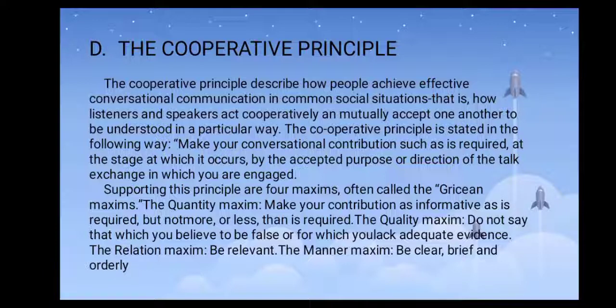Supporting this principle are four maxims, often called the Gricean maxims. First is the quantity maxim: make your contribution as informative as is required, but not more or less than is required. The next is the quality maxim: don't say that which you believe to be false or for which you lack adequate evidence. The next is the relation maxim: be relevant. And the last is the manner maxim: be clear, brief, and orderly.